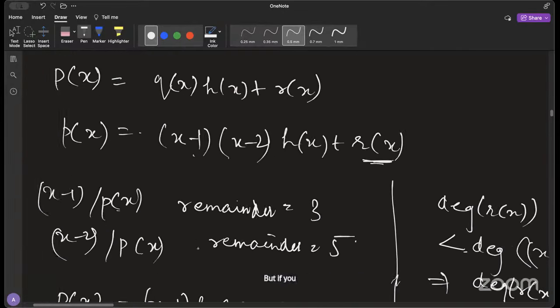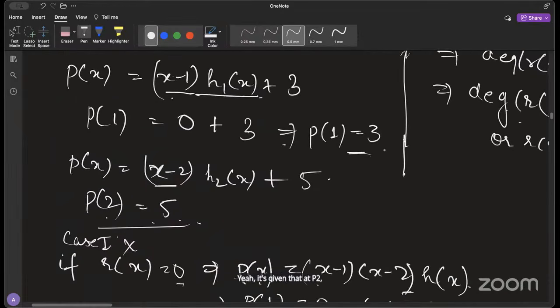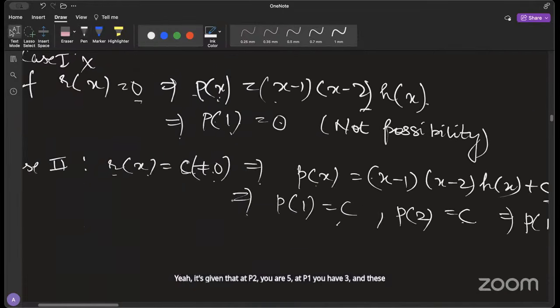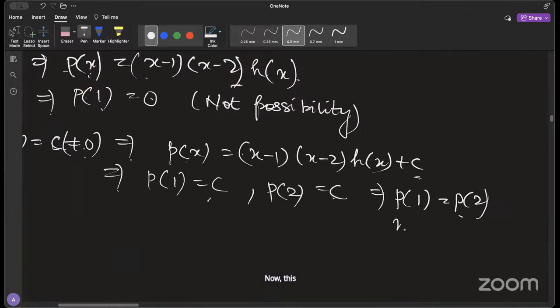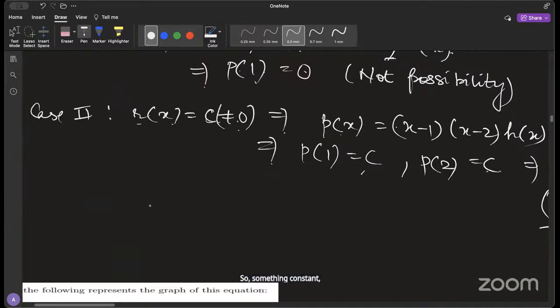But if you have a look at this question, it's given that at P2 you have 5, at P1 you have 3, and these two numbers are different. Now, this is not possible again. That means you should not be taking a constant as the remainder. So a constant, 0 or non-zero, cannot be the remainder. This leaves us with the only possibility that your Rx is of degree 1. That means your Rx is Ax plus B.